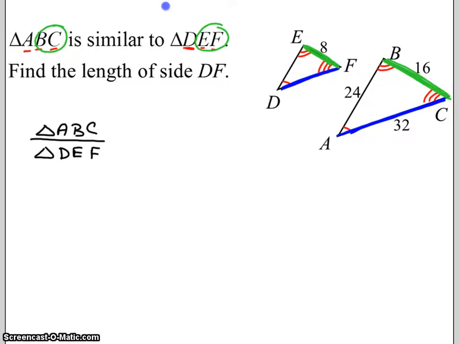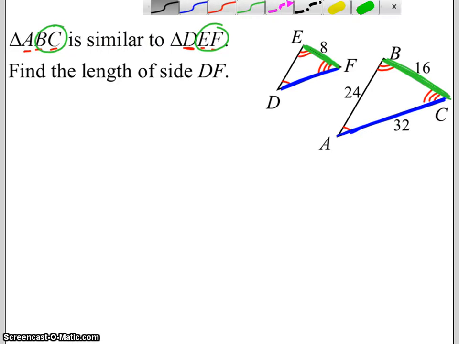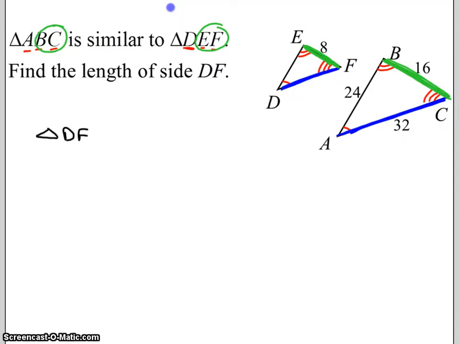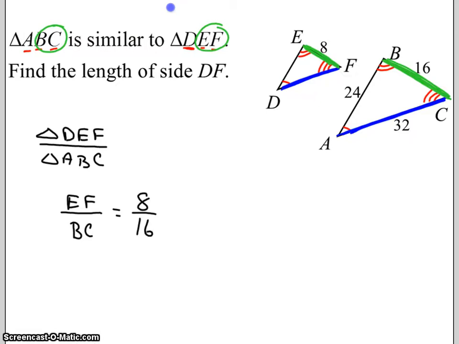So that means that EF, and I really should have put it the other way because I wanted to set it up the other way. It doesn't really matter actually, but I really wanted to put EF on top. So we'll do triangle DEF to triangle ABC. So that means EF to BC, which is 8 to 16, or 1/2 actually.